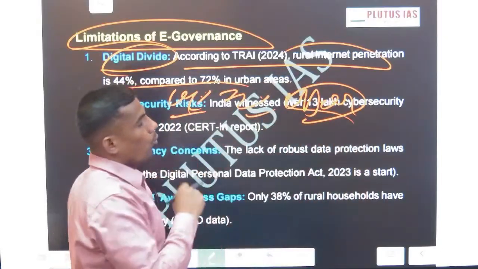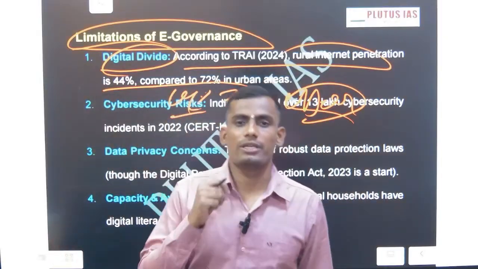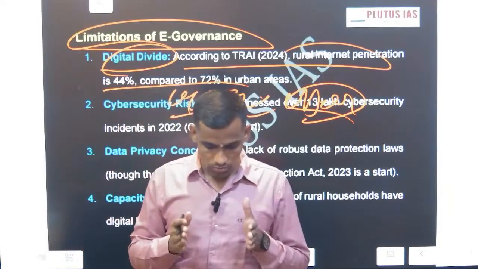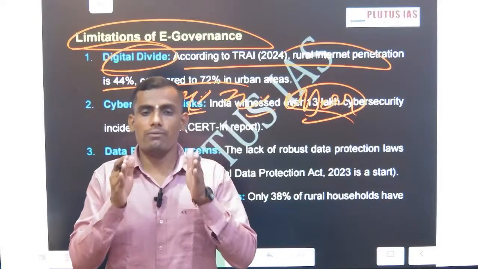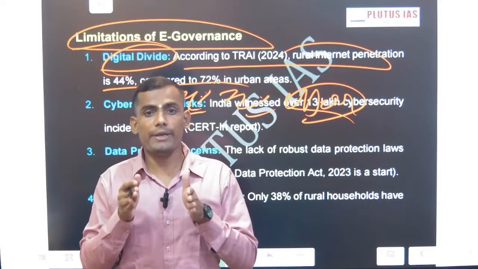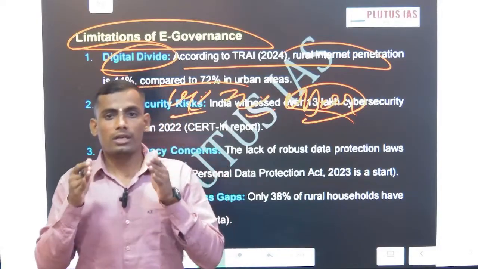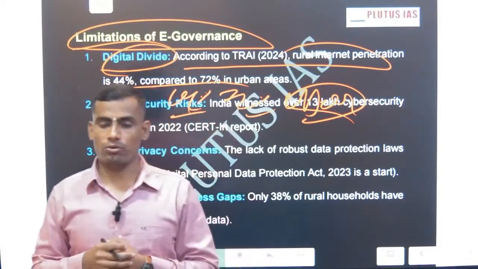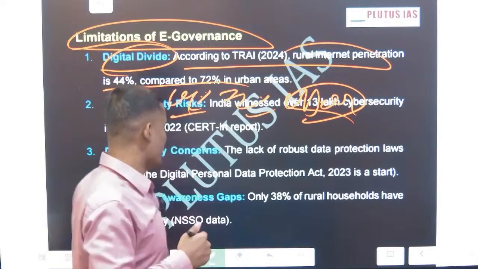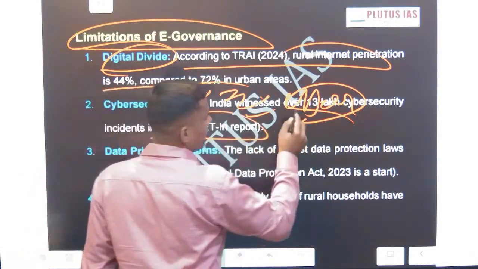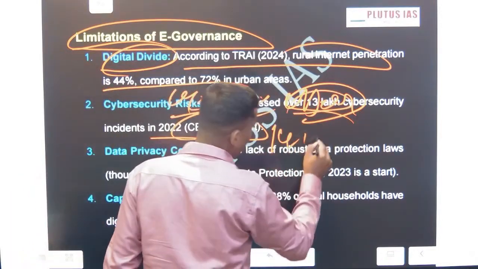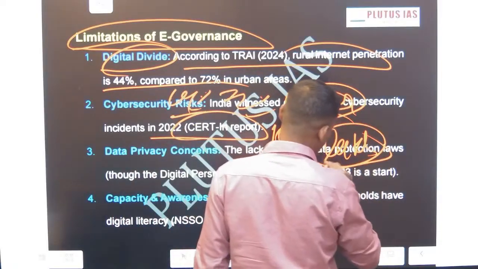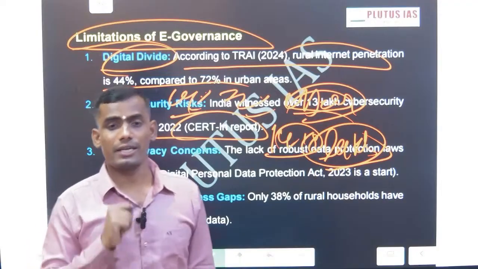This is just one example I'm putting, the digital divide between India and Bharat. This is the paramount and first issue that limits the e-governance application in the rural area. The second one is cyber security. If you see certain reports, around 14 to 15 lakh cyber security incidents are happening. This is the second limitation.